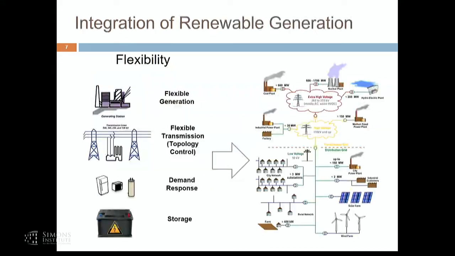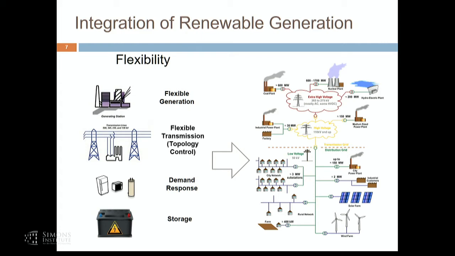So these are the challenges, and there are different ways to respond to them. First of all, you can invest in more flexible generators. Gas turbines can install equipment that will enable them to go up and down very fast. We can make the transmission more flexible, which is what I'm going to talk about in this talk. We can mobilize demand response. These are all the TCLs, thermostatically controlled loads, that we can incentivize to respond, and storage, of course.